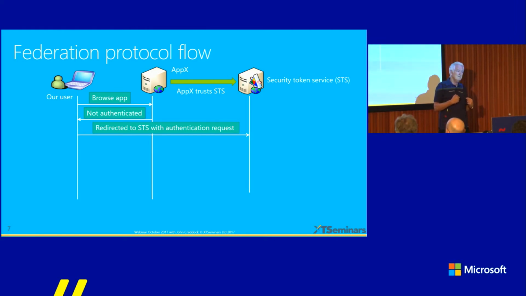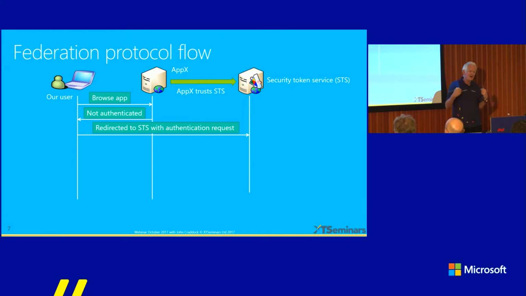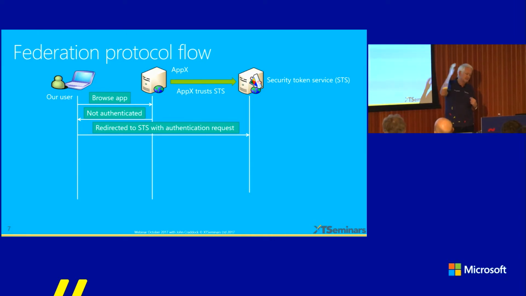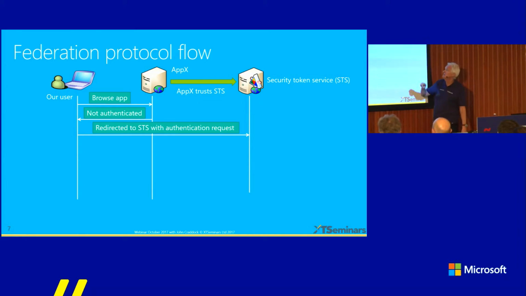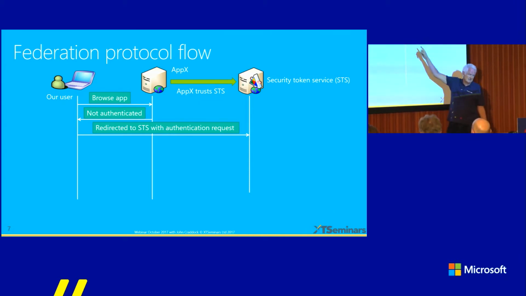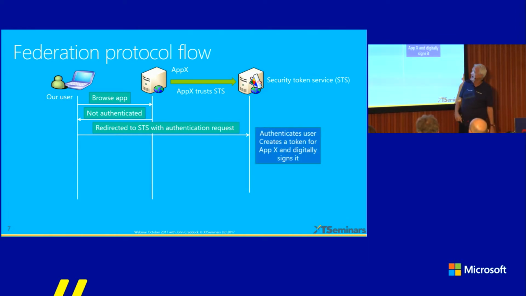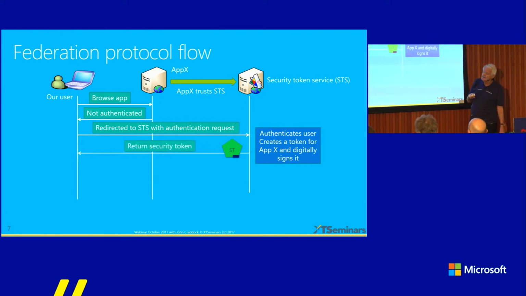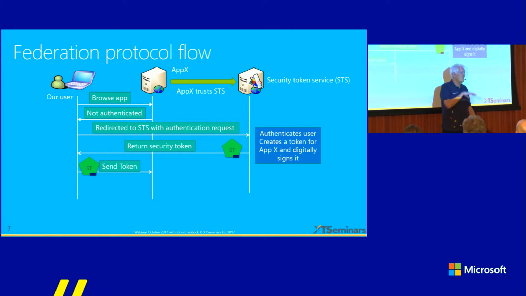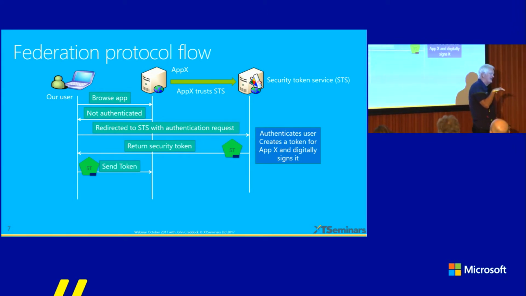Now, that security token service may be able to authenticate us as a user. On the other hand, maybe it can't, but maybe it knows something about where we come from, and therefore can send us off to our own identity provider. But let's make it simple for this one. We're going to say this security token service can authenticate the user. The user authenticates. Having authenticated, it creates a token which is passed back. That token is then sent to the app, and the app will open up that token and validate it.